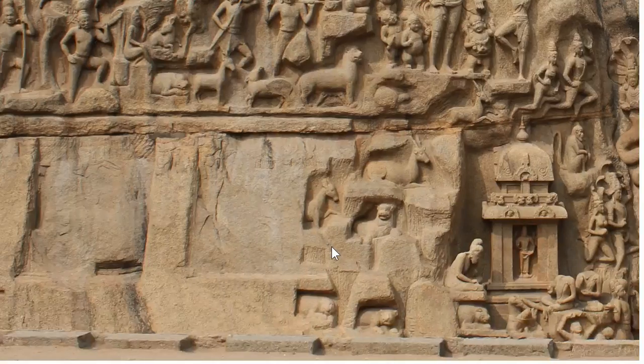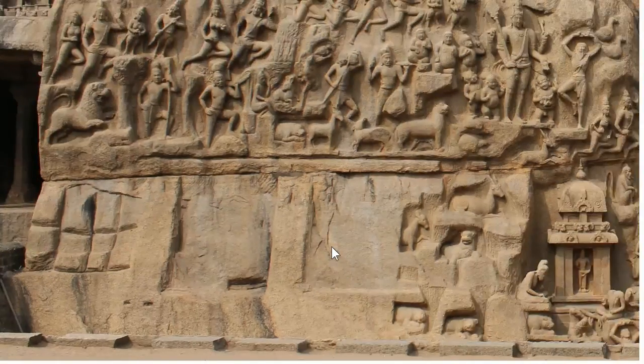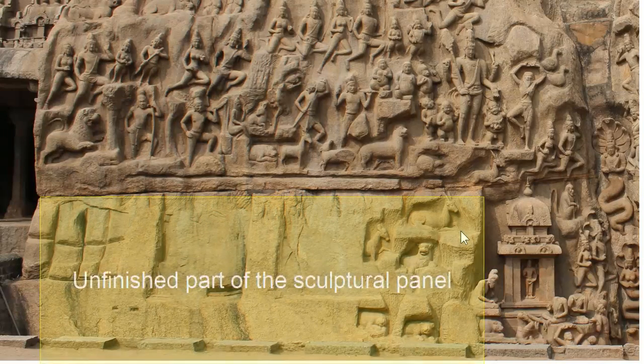This part is also of interest. Here they have started carving some things like some animals, but as you can see, due to some reason or other they could not complete it. This part also shows that they were about to start the carving over here. Probably due to some unknown reasons they had to stop the carving.